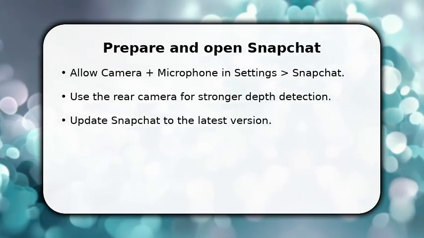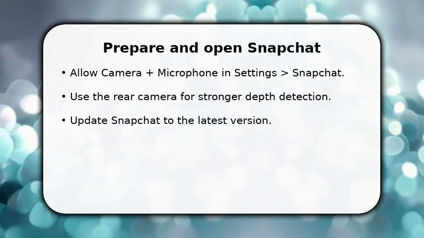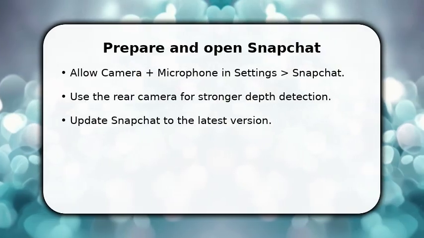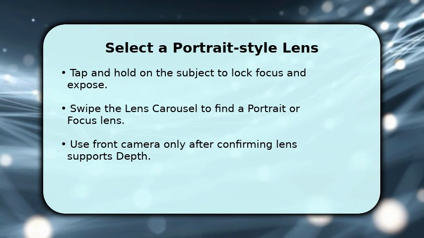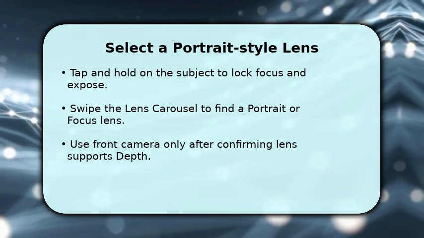Make sure the app is updated, because portrait-style lenses move through the lens carousel and some require the newest app build for accurate depth processing. Now you'll pick the lens that creates a portrait effect. Tap and hold briefly on the subject in frame to lock focus and let Snapchat detect depth.